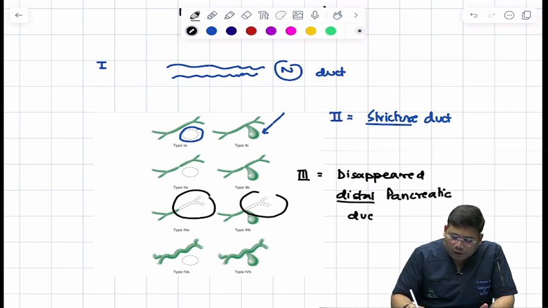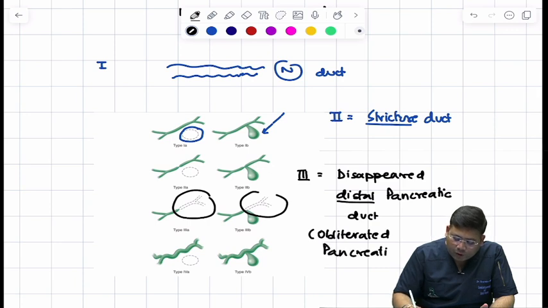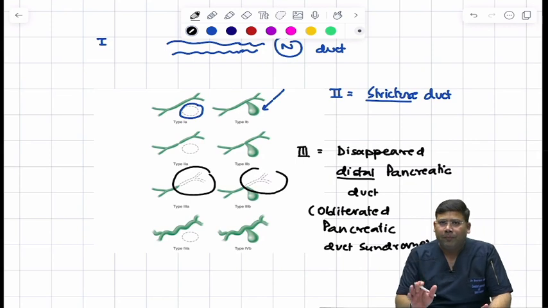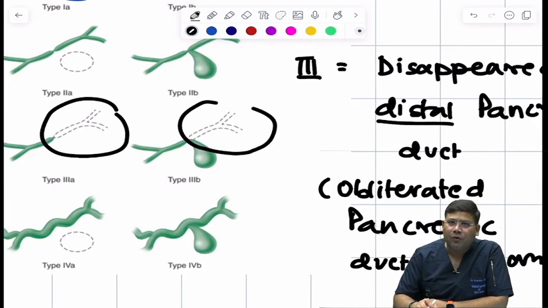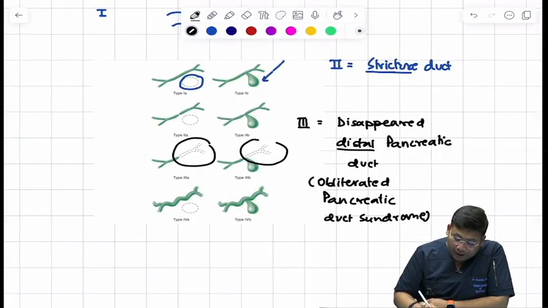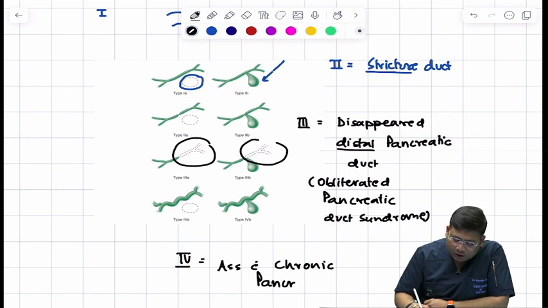This is also known as obliterated pancreatic duct syndrome. So if anyone asks you what is obliterated pancreatic duct syndrome, you should know that when the distal part of the duct is not available, only one part of the duct is there and that is communicating directly with the pseudocyst. So disappeared duct. And then we have a type 4. What is type 4? This is associated with chronic pancreatitis.